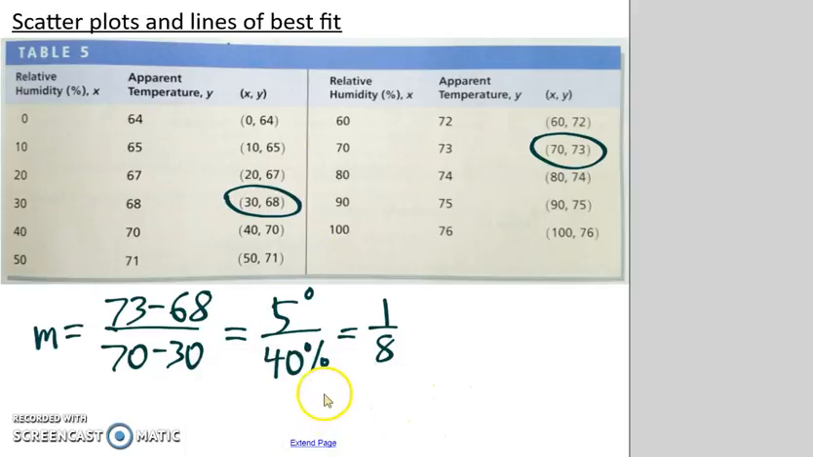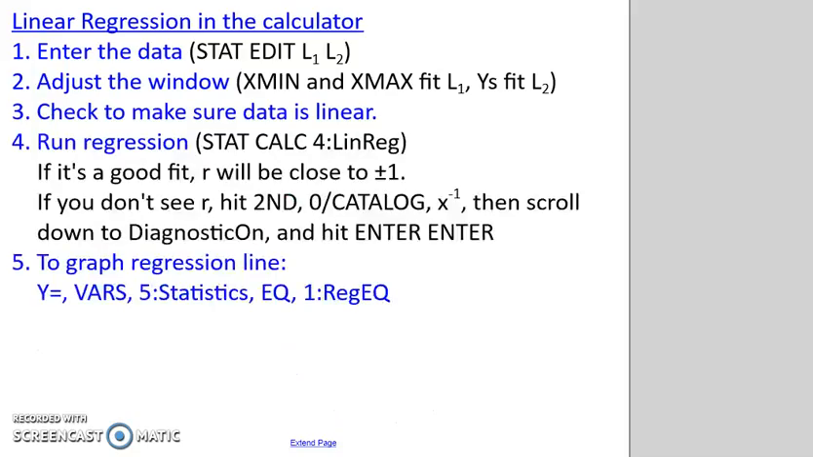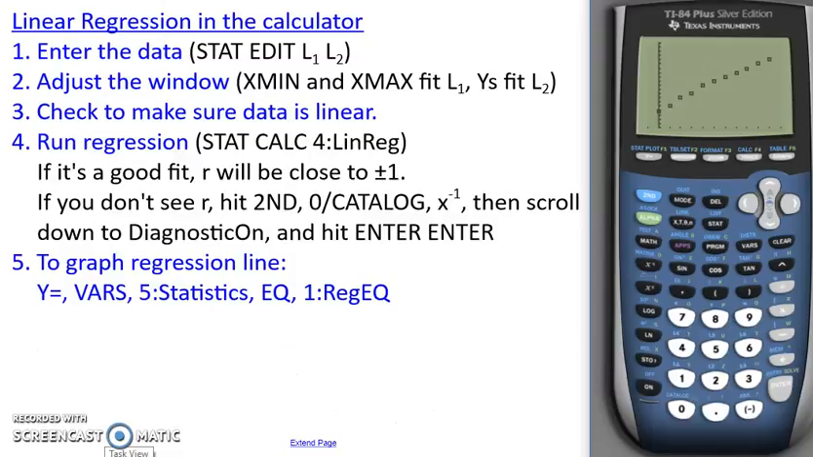So the equation is y equals the slope, 1/8, times x plus, well, the y-intercept is the y value where x equals 0. So we can just throw in 64. Now this is quick and lazy, but that's a pretty decent prediction. All right. I actually want to get a better prediction from the calculator, and I'm going to follow these steps. We've actually already done the first 3. We're going to pick up with step number 4.